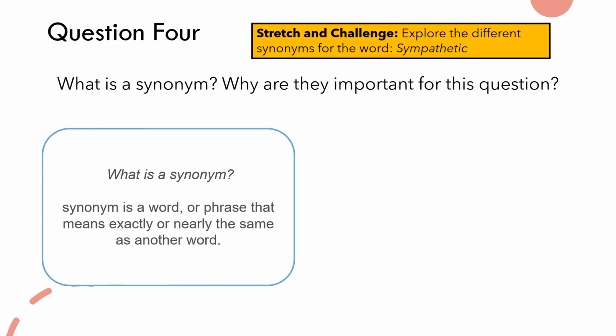What we're going to do now is try to explore the different synonyms for the word sympathetic, which was one of the most important words that we had there for question 4. So here we are, we have sympathetic. The reason why we need to explore the synonyms is because rather than constantly saying in your point, the writer makes us feel sympathetic towards Abby, it's going to sound a little bit repetitive and it's not really the best thing to be doing in your writing.